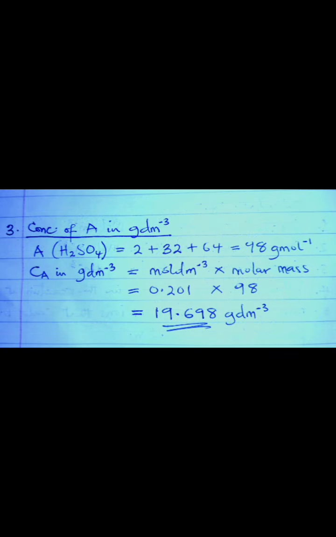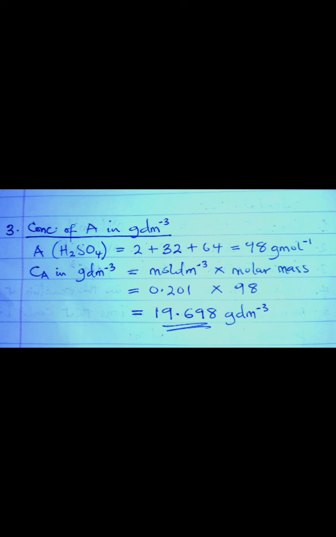Alright, so we move to the third question, concentration of A in gram dm cube. Now remember, A is H2SO4. So when we're dealing with gram dm cube, we need to find molar mass too. Molar mass of H2SO4: H is 1, but there are 2 of H, so 2, plus S is 32, so plus 32, plus O is 4 and O is 16, so 16 times 4 we have 64. So 2 plus 32 plus 64, we have that the molar mass of H2SO4, that's our A, is 98 gram per mole.